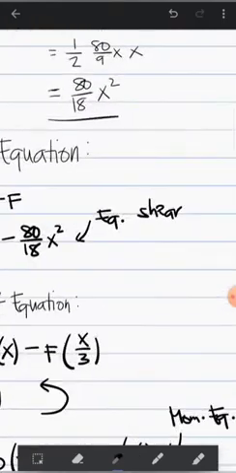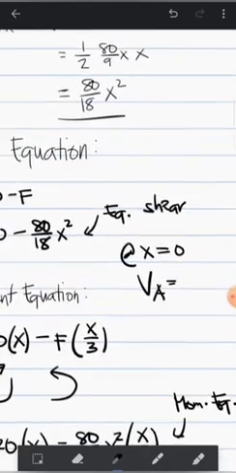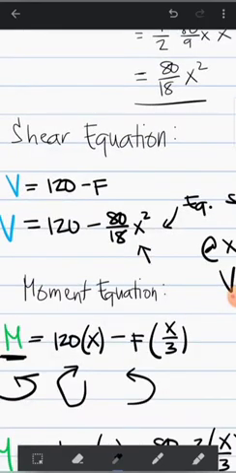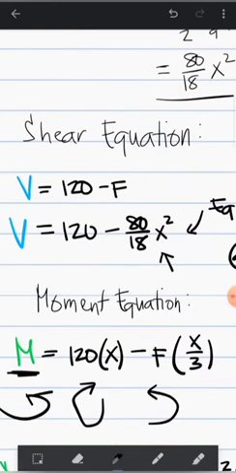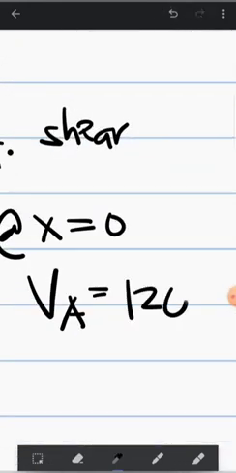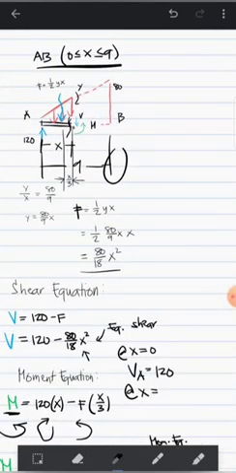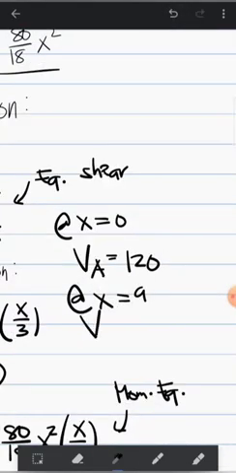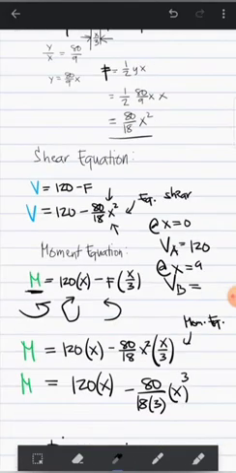So at x equals 0, what is our shear V at A? Just substitute 0 here. Since the other term has an x, if we substitute 0 here, it disappears. So what remains is 120. So at A, our shear is 120. Then at x equals the end, which is 9. B is at 9, right? So at x equals 9, what is our V at B, or the shear at B? So let's substitute 9 here and see what we get.